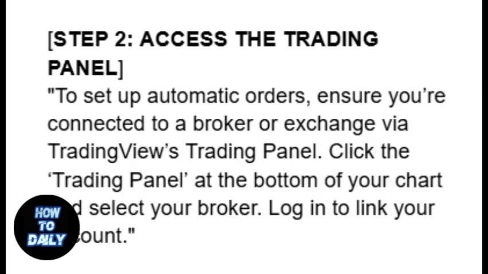To set up automatic orders, ensure you are connected to a broker or exchange via TradingView's trading panel. Click the trading panel at the bottom of your chart and select your broker. Log in to link your account.